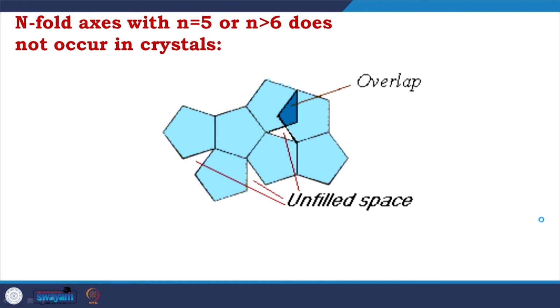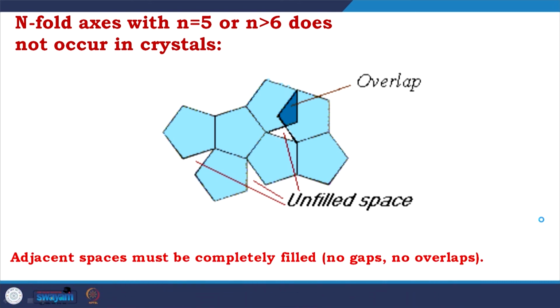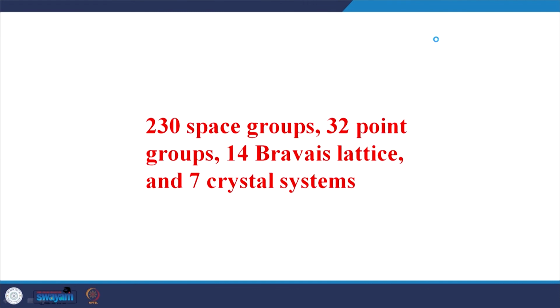I talked about the n-fold axis where n equal to 5 or n greater than 6 does not occur in crystals because in those cases there are overlaps and unfilled spaces, which are not favorable for the formation of crystals. So, the adjacent spaces must be completely filled to get perfect symmetry, which comes with n equal to 2, 3, 4 and 6. Overall, there are 230 space groups, 32 point groups, 14 Bravais lattices and 7 crystal systems which we have discussed.